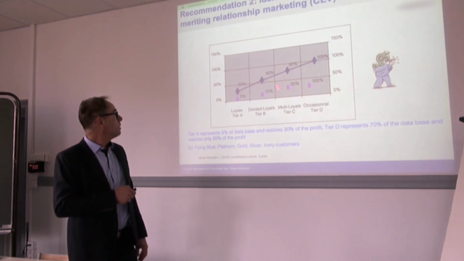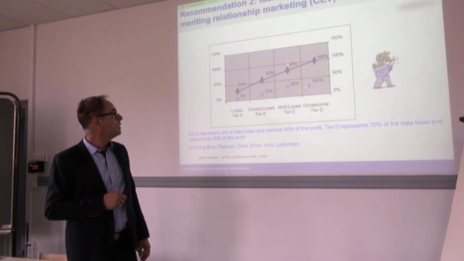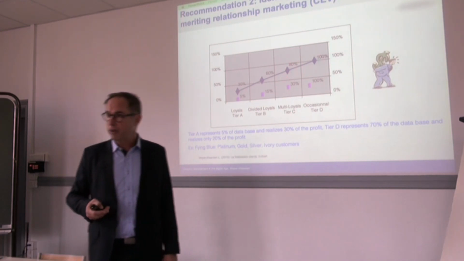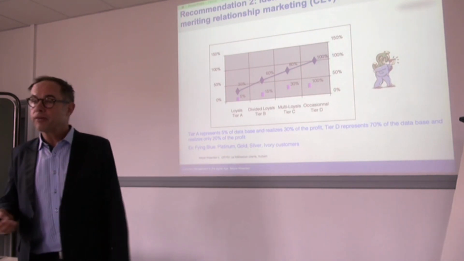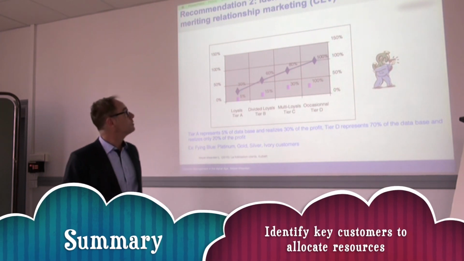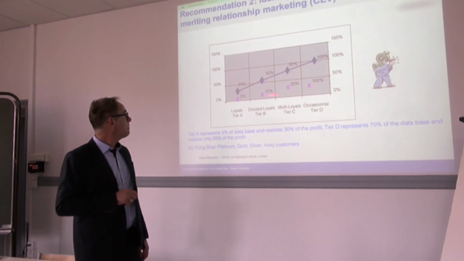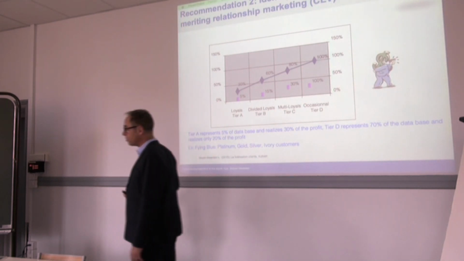You can see here, it's not a real Pareto rule. The Pareto rule would be 20-80. Here we have 30-80. 30% of the customers bring 80% of the profitability. That's the first point. So it's important to identify the key customers here, and then to decide to which you allocate most of the resources.